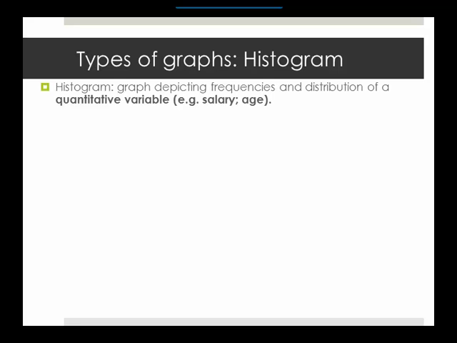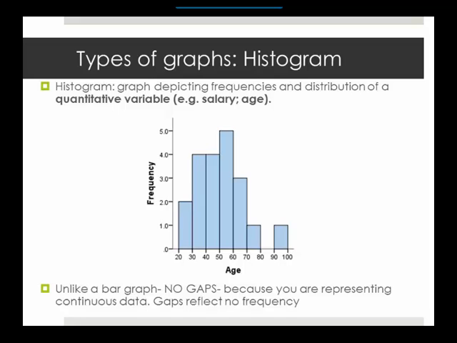A histogram is a graph depicting frequencies and distribution of a continuous variable, such as salary or age, which are simply quantitative variables. Unlike a bar graph, there are no gaps. Because you're representing continuous data, gaps in a histogram reflect no frequency.